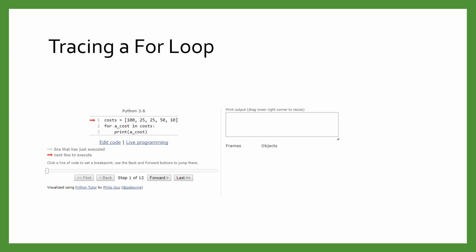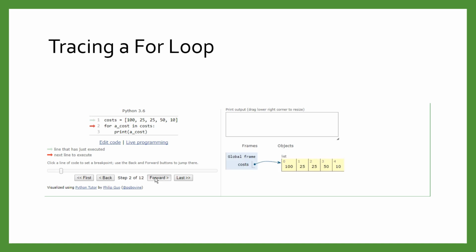Let's look at a loop in practice. Notice how the value of the iteration variable changes each time we go through the loop again, and the cursor jumps back up to the start of the loop. This behavior is crucial.